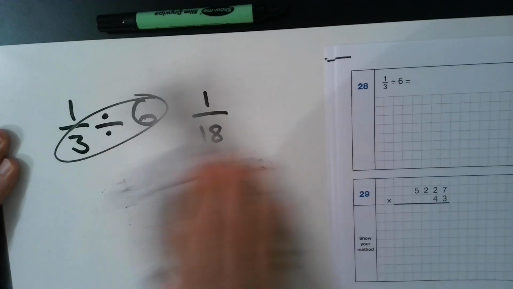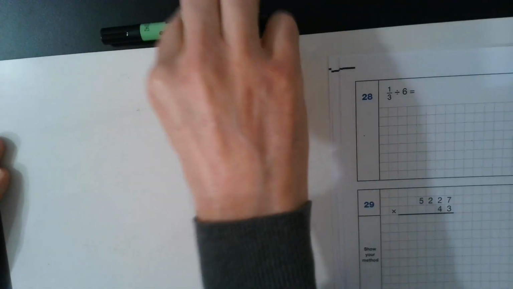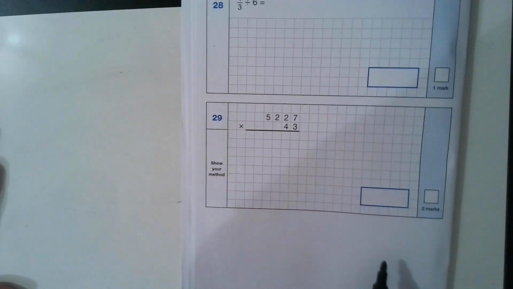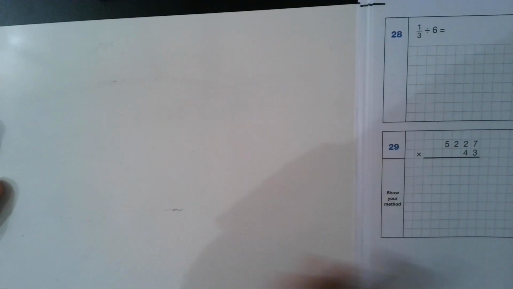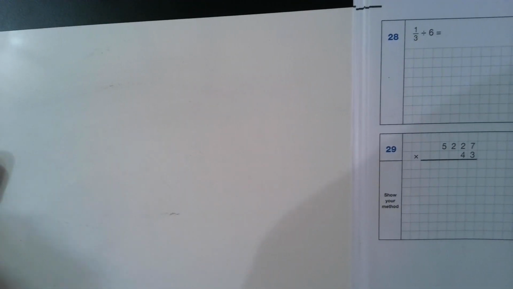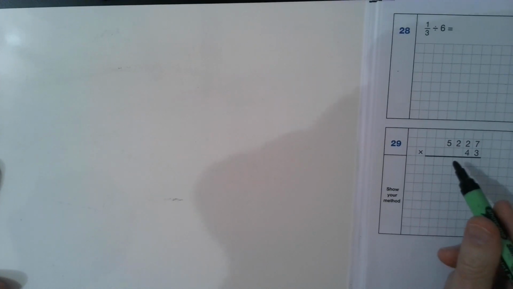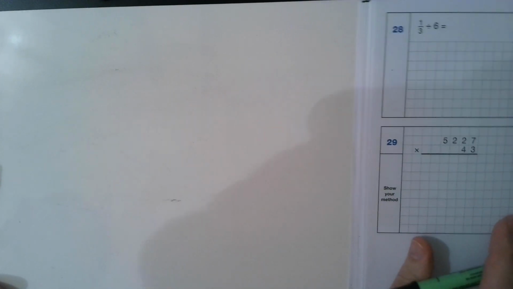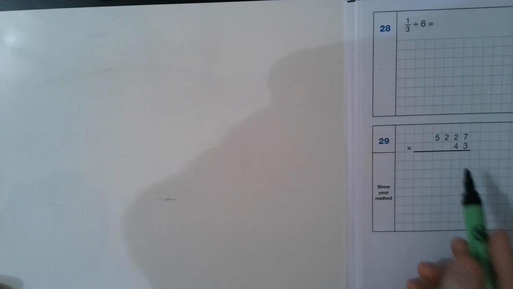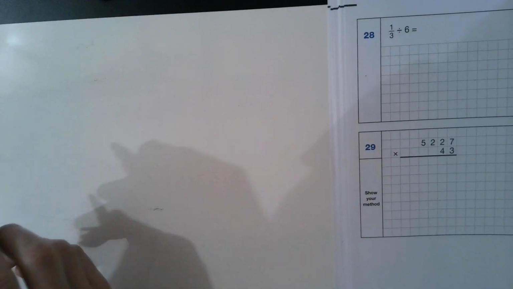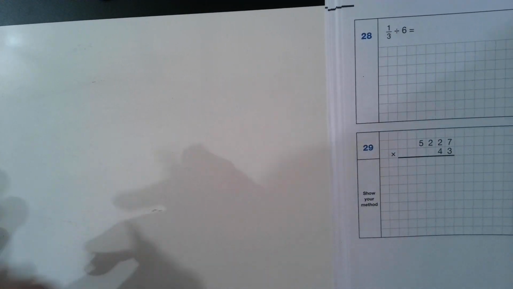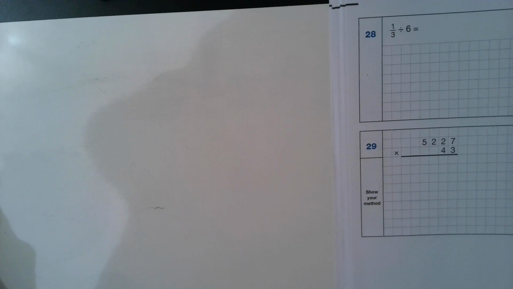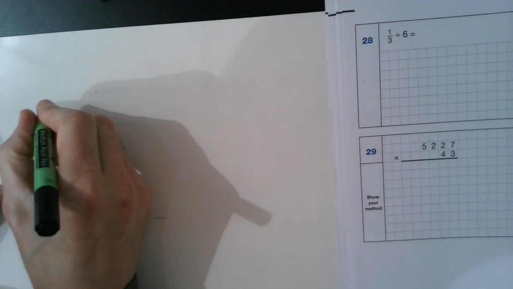Right, question 29. This is another 2-mark question. You can see it there. Remember, if you use the formal method which they've set out for you here, and you only make one mistake, you'll definitely get 1 mark. But if you get the right answer, whatever method you use, you'll get 2 marks.